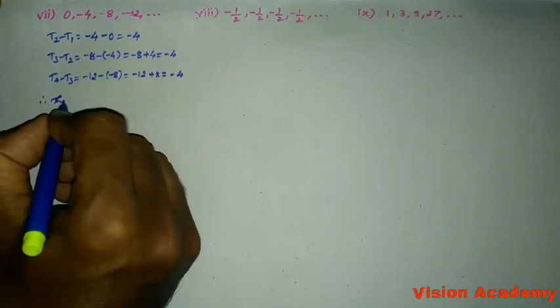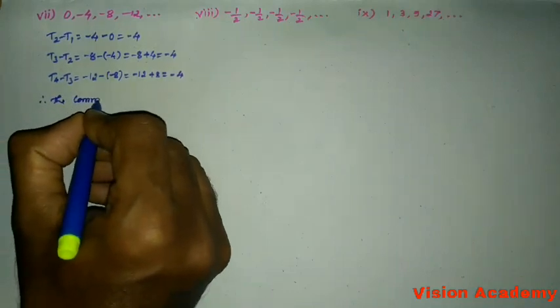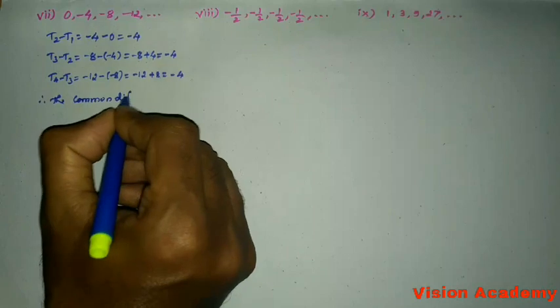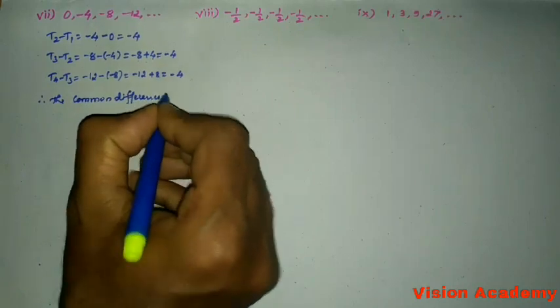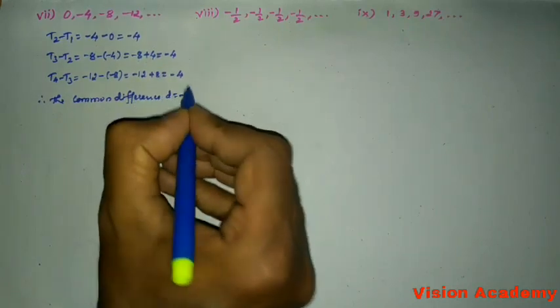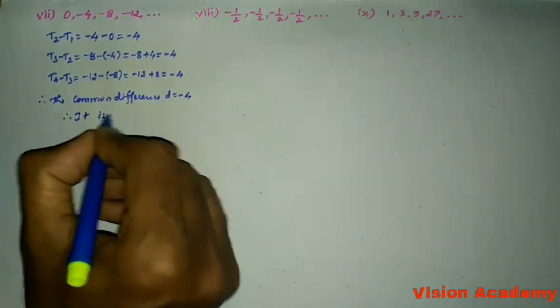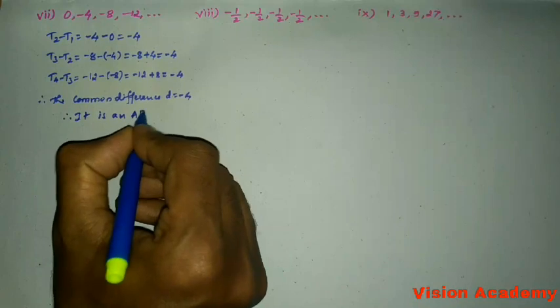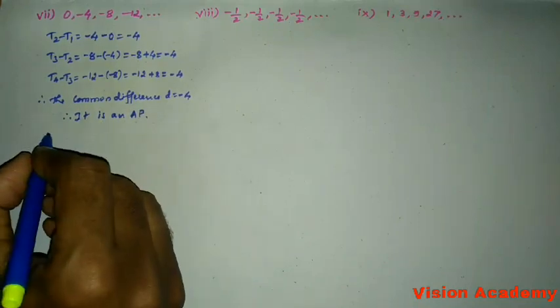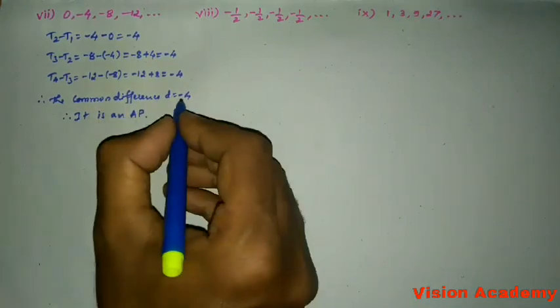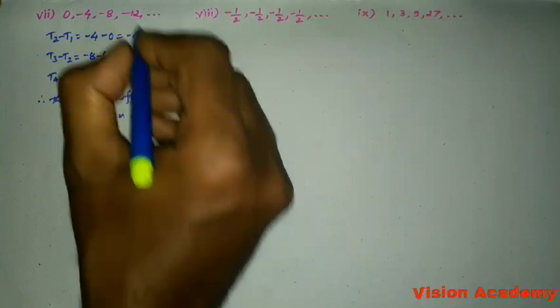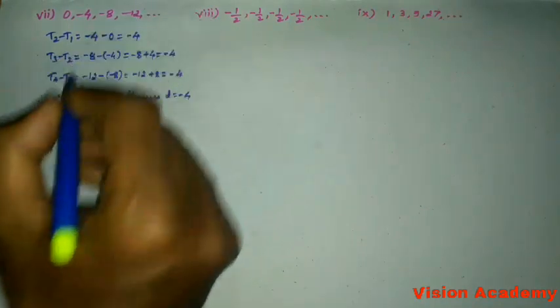Therefore, the common difference D is equal to minus 4. Therefore, it is an AP. The next three terms can be determined by adding this minus 4 to the last term.